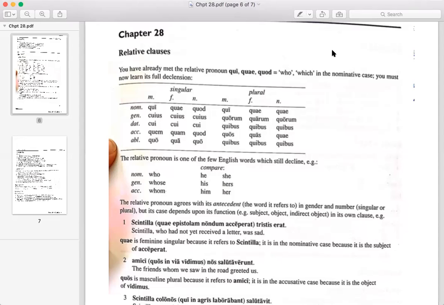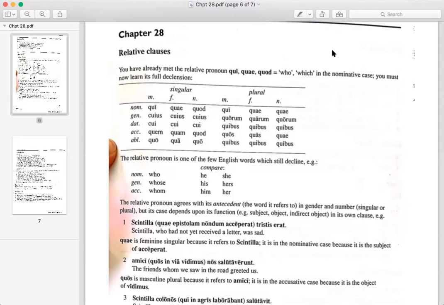Going to talk about the grammar for chapter 28, which is relative clauses. Relative clauses are fairly easy to recognize and very straightforward to translate. They're one of my favorite grammatical concepts because it allows you to have a more complex sentence, but it's very obvious what's happening, so it shouldn't necessarily confuse you.